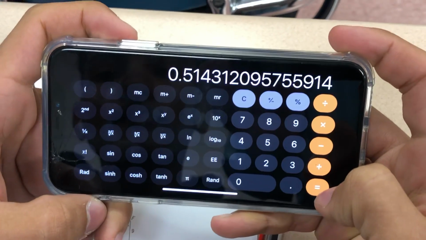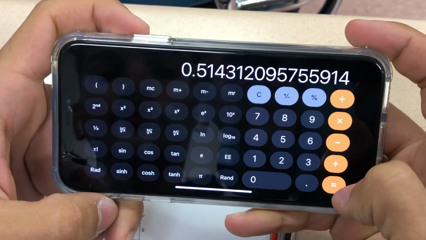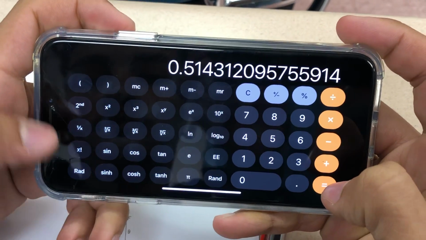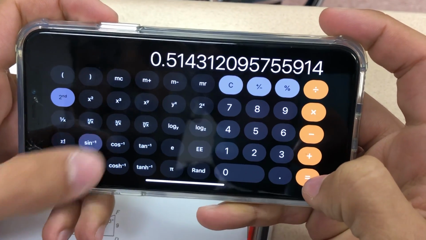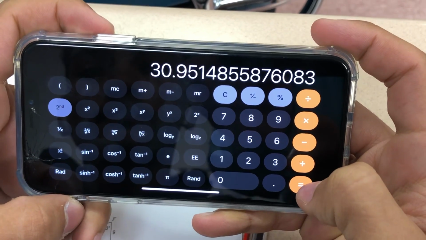Now, that's the number that we're looking for. We're going to do inverse sine. So we're going to hit second sine, and there's your answer, okay? Now we're going to use Fernandez's calculator, okay? And it doesn't work, okay? So we're not going to use Fernandez's calculator.